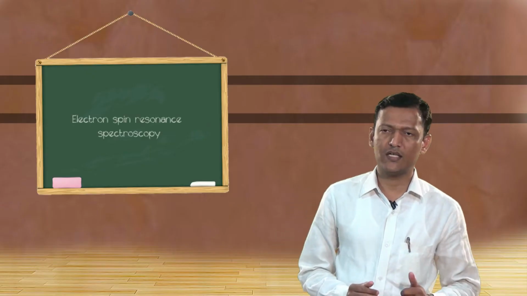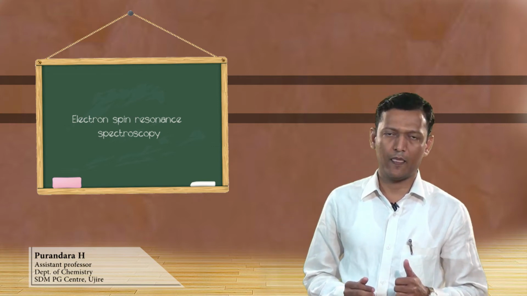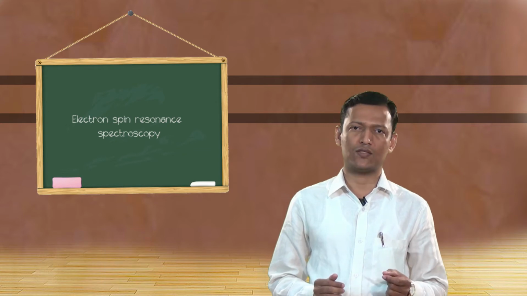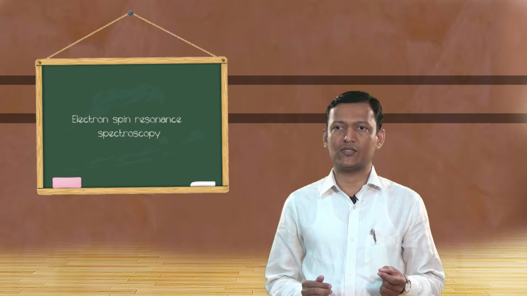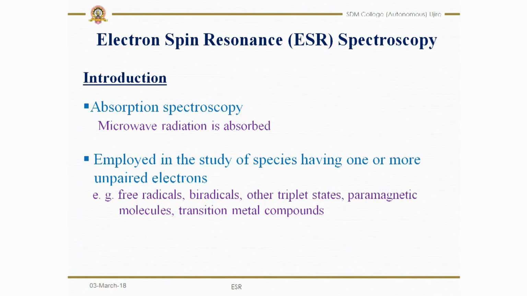Hello students, in this lecture we are going to discuss electron spin resonance spectroscopy. Electron spin resonance spectroscopy is also known as electron paramagnetic resonance spectroscopy, or it can also be called electron magnetic resonance spectroscopy. Electron spin resonance spectroscopy is an absorption spectroscopy where radiation in the microwave region is absorbed.